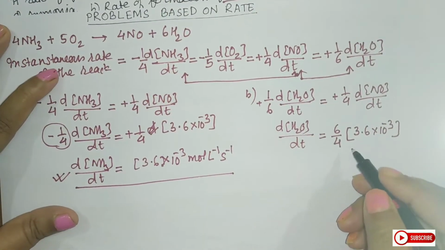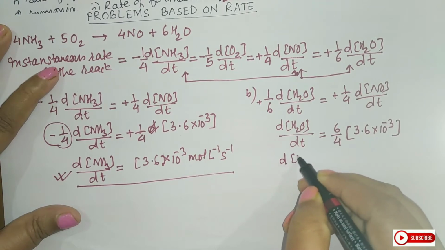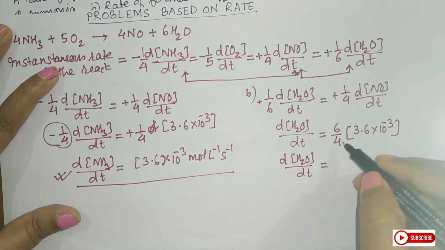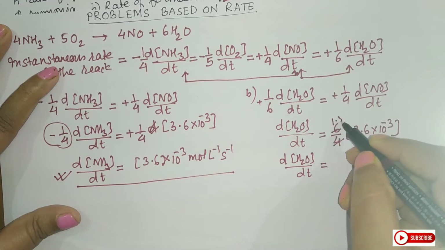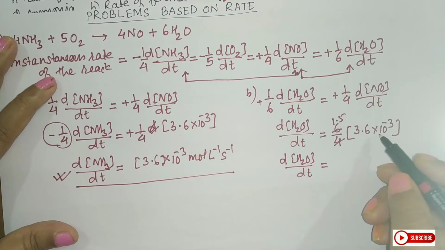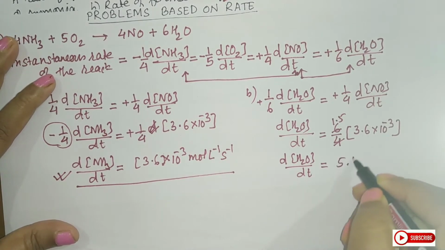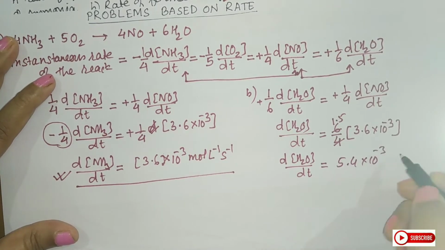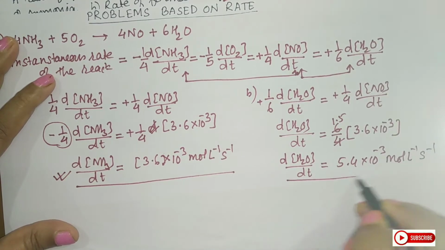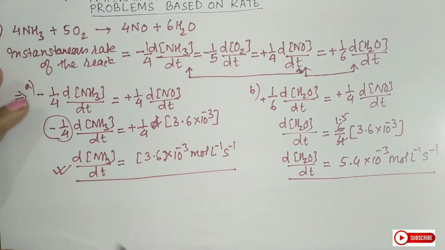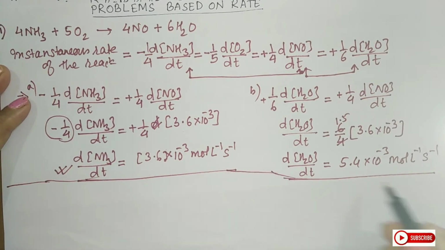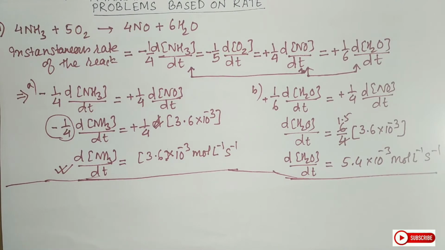Now you can calculate this. So d concentration of water by dt is equal to, so this will become 1.5 into 3.6. So this will come to 5.4 into 10 raised to minus 3 mole liter inverse second inverse. So this is your answer. So this is how you have to go for this. I'll be giving one shortcut method after we finish up solving all the problems.